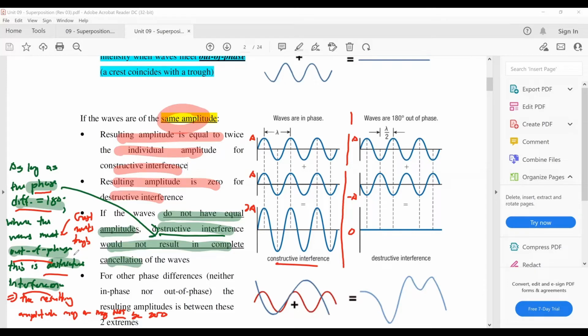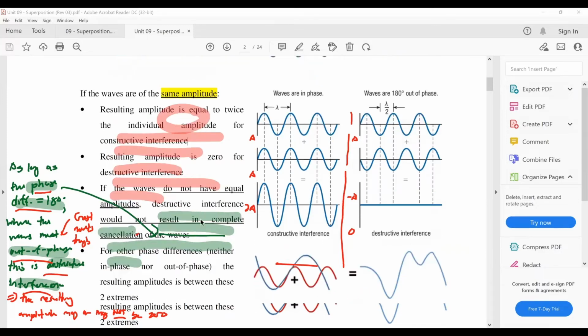If your waves do not have equal amplitudes, destructive interference will not result in complete cancellation of the waves. Just because you don't have complete cancellation doesn't mean that it cannot be destructive. It is still considered to be destructive because crest is still meeting trough. Phase difference is still 180. So when we say you do not have complete cancellation of waves, it is something like this.